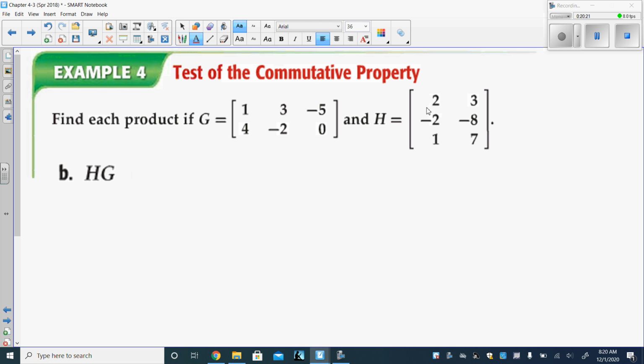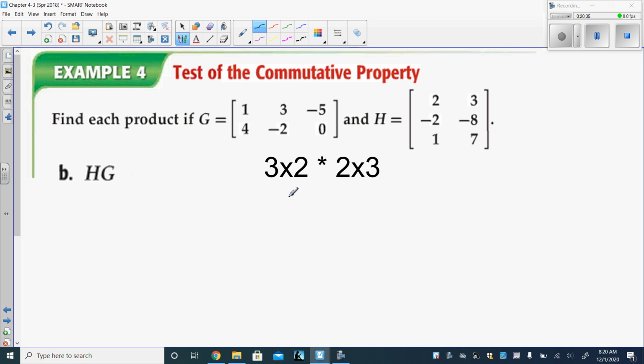Well, h is this one over here, and it's a 3 by 2. So we're going to be multiplying a 3 by 2 by a 2 by 3. And let's check and make sure that this works. So 2 columns of the first and rows of the second. Okay, so they do match up. So that means we can multiply them.